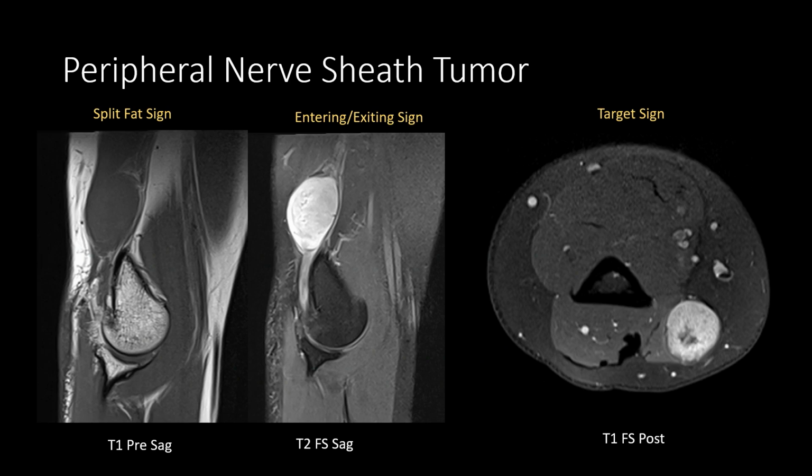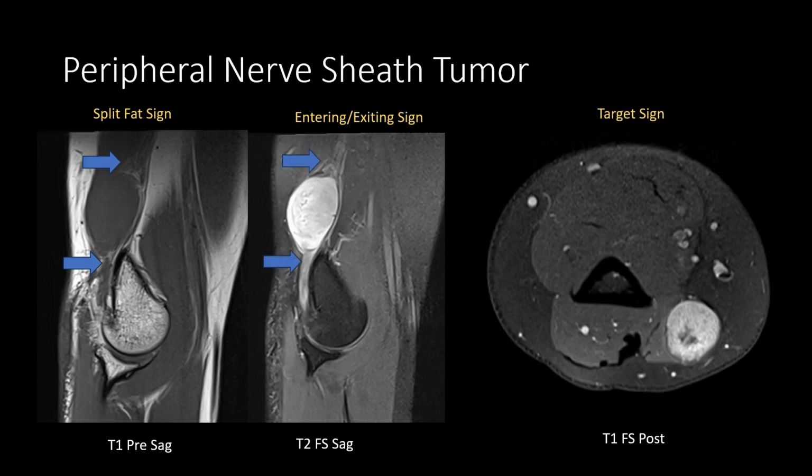So let's take this lesion. This lesion actually demonstrated all three of our signs. So we have the split fat sign, which is where you see this kind of fat tenting on the upper and lower margin of the tumor. This is because nerves have to be protected by fat. So anytime you have a nerve tumor, it's going to push that protective fat away. And so you're going to get that split fat sign.